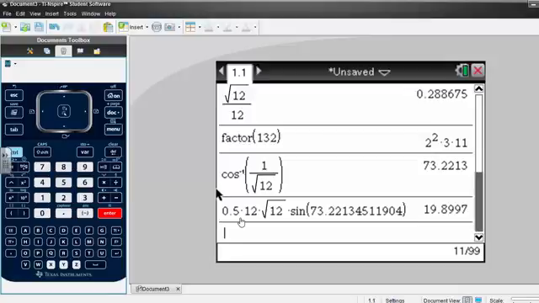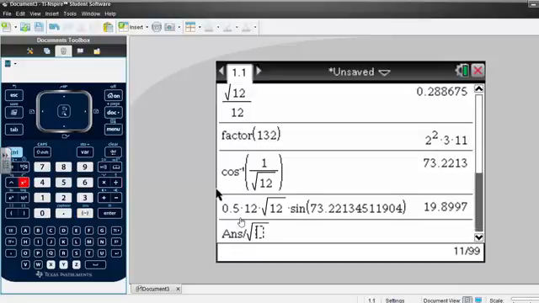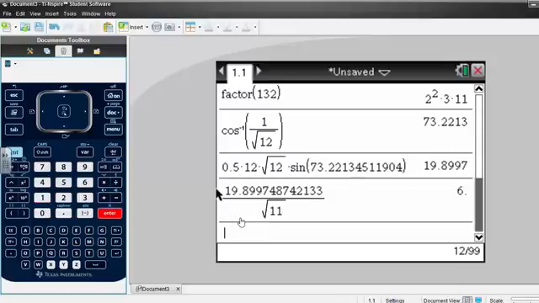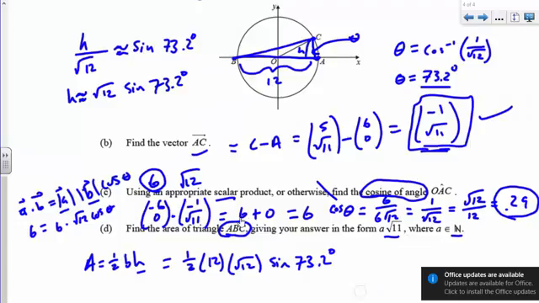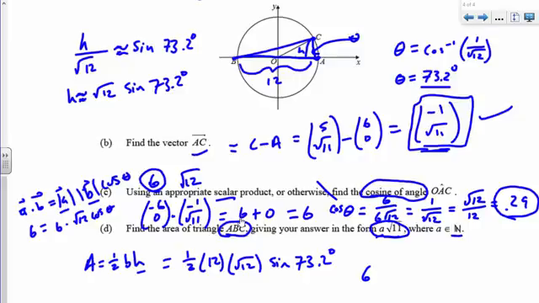That's the area of the triangle, but they want this in terms of a times root 11. So what I'm going to do is take this answer and divide it by root 11. That will give you the value of a, and that value of a is 6. So the answer for this question is 6 root 11, and you're done. So this natural number that they ask you for, that's 6.